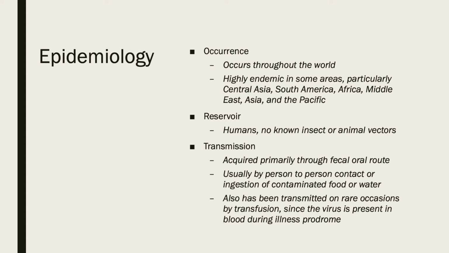Looking at reservoir, the only known reservoir is humans. There's no known insect or animal vectors. When it comes to transmission, like I said earlier, it's acquired primarily through the fecal-oral route, usually by person-to-person contact or ingestion of contaminated food or water. It has also been transmitted on rare occasions by transfusion, since, as we said, the virus is present in the blood during the illness prodrome. However, that's a lot less noted in practice.